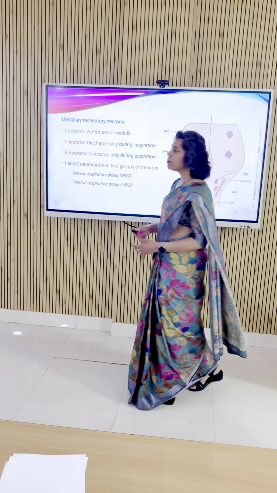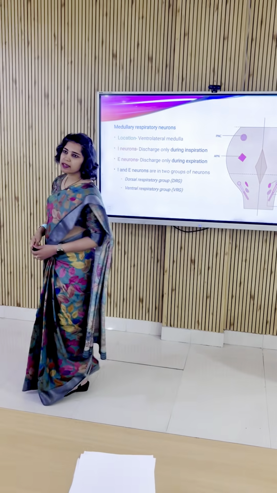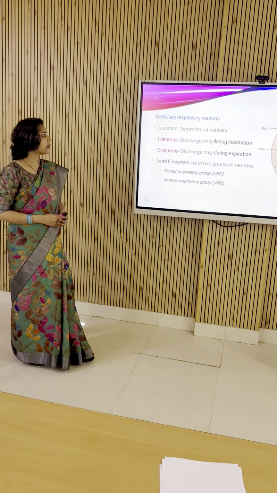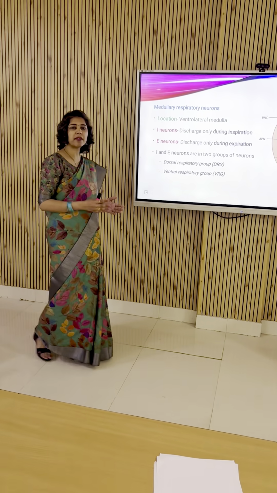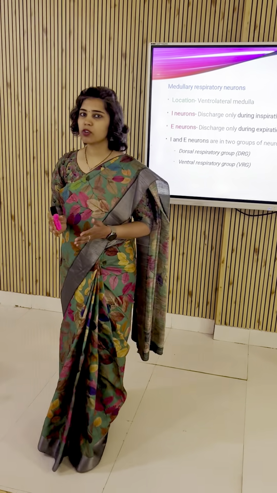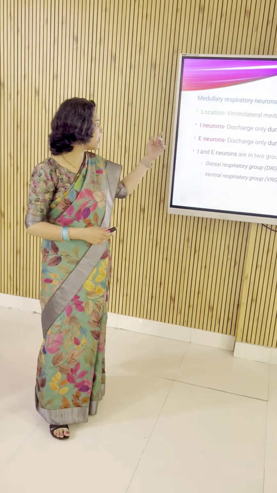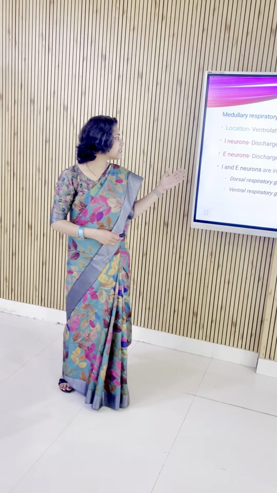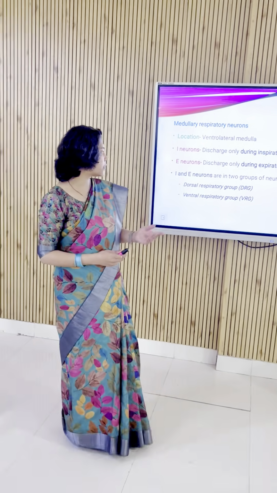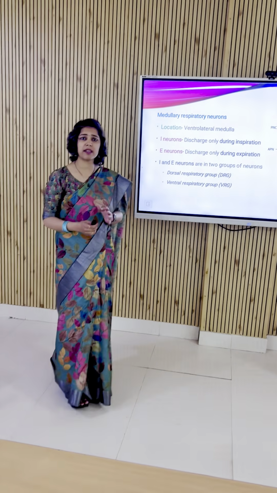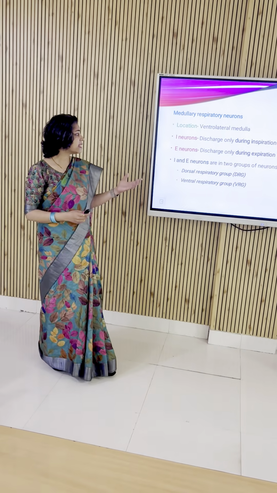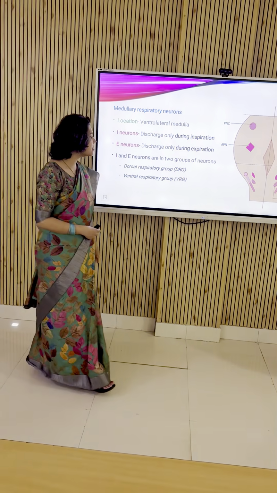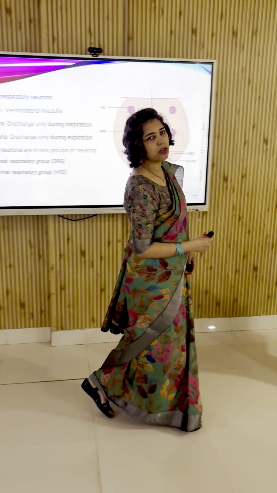Now, about the medullary respiratory centers and the neurons located inside. Medullary respiratory neurons are basically subdivided into I and E neurons. I neurons, as the name suggests, discharge only during the process of inspiration, whereas E neurons discharge during expiration. Both of these neurons, I and E neurons, are located in two groups of neurons, the dorsal respiratory group of neurons and the ventral respiratory group of neurons.